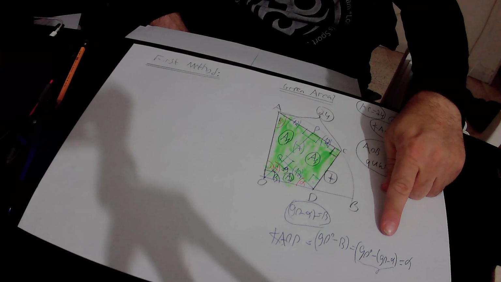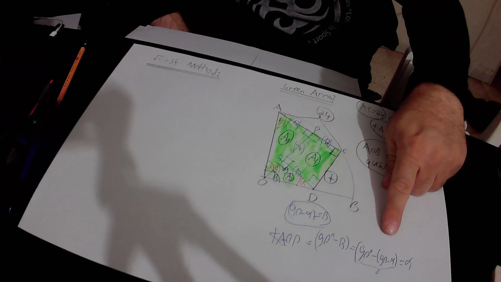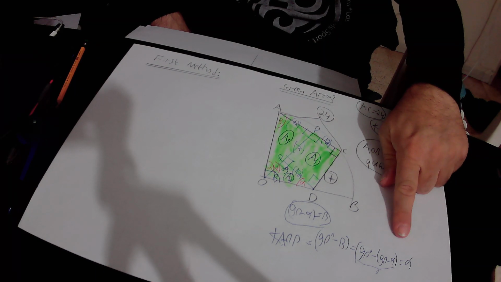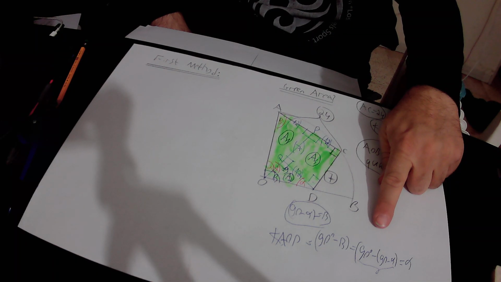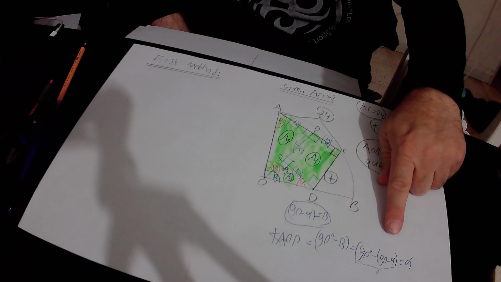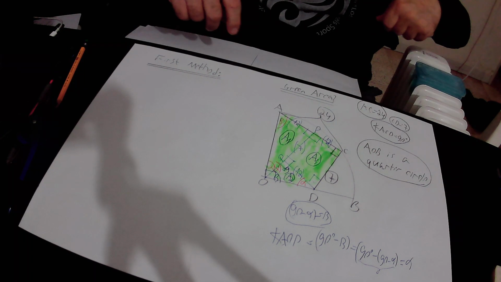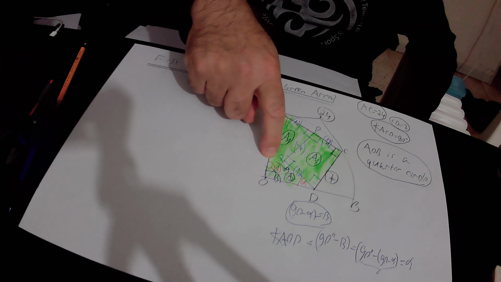So the missing angle AOP equals 90 degrees minus beta, and beta is 90 degrees minus alpha, so we substitute beta by 90 degrees minus alpha. We open the brackets, and 90 degrees minus 90 degrees is 0, and minus times minus is plus, and in total this expression equals alpha. So the missing angle AOP equals alpha.